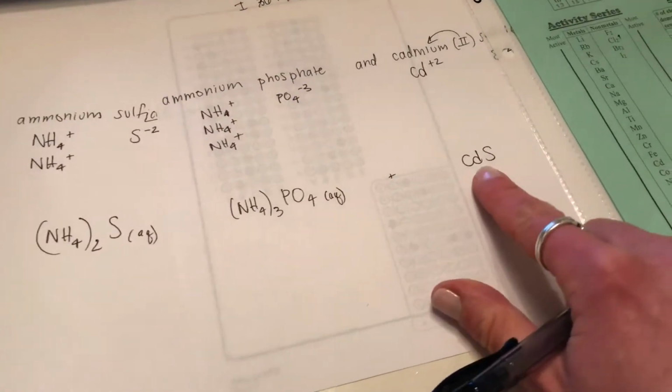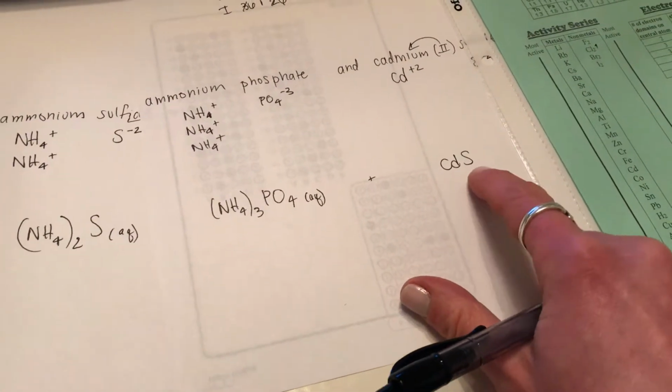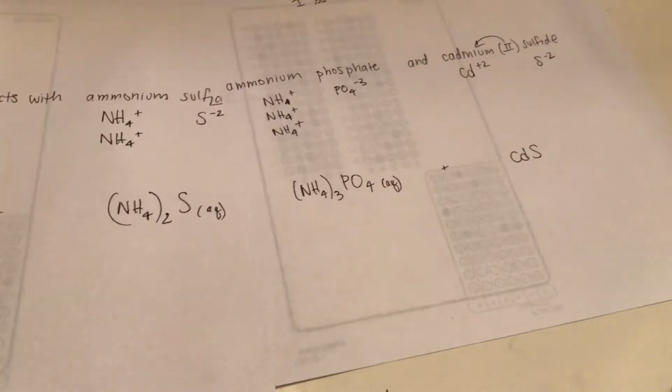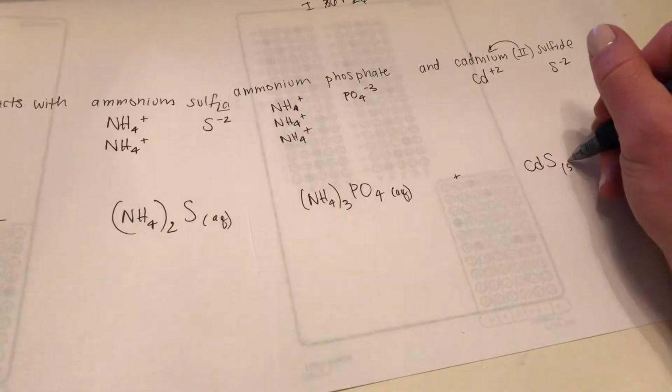And then lastly, I have CdS, so cadmium sulfide. If I look for cadmium here, I don't see it, but here is sulfide, and it says that it normally forms an insoluble compound unless it's with an alkali metal or NH4. It's not with either of those things, so it's not an exception, so it's going to do what it normally does, which is form an insoluble compound. So that's going to be a solid.